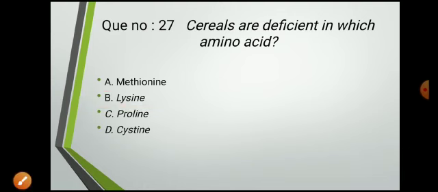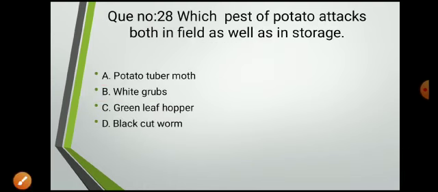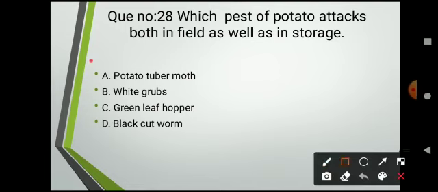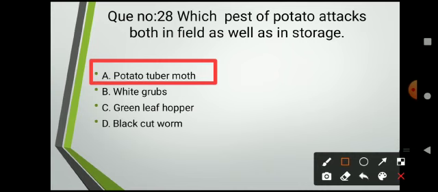Next question, question number 28. Which pest of potato attacks both in field as well as in storage? Options are potato tuber moth, white grubs, green leaf hopper, and black cutworm. And the correct option is option A. Potato tuber moth is the pest of potato which attacks both in field as well as in storage condition.